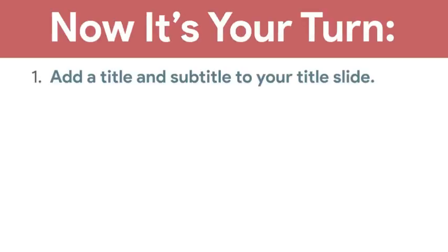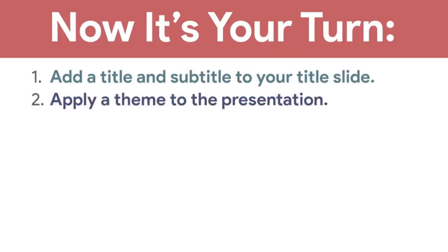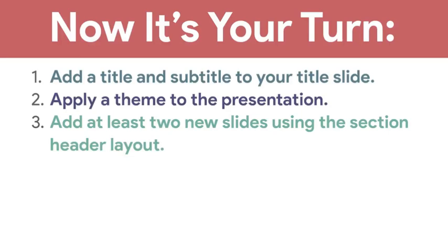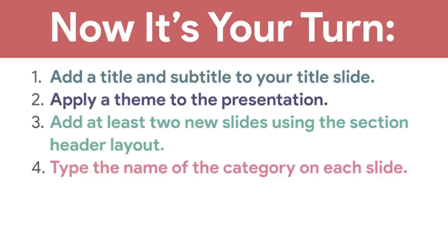Now it's your turn. Add a title and subtitle to your title slide. Apply a theme to the presentation. Add at least 2 new slides using the section header layout, and type the name of the category on each slide.